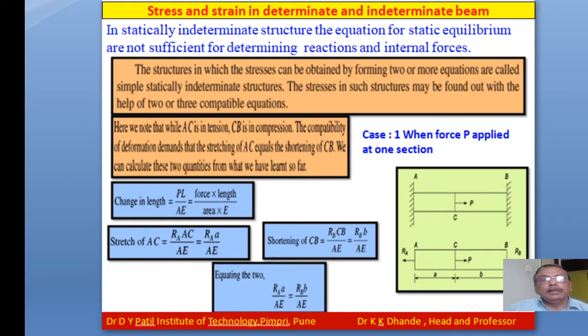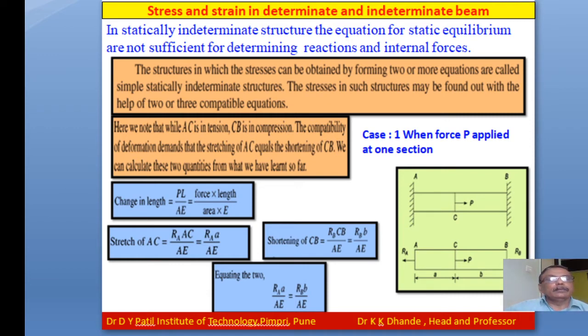Now in this structure, the force P is applied. P is acting in a tensile manner on the section AC, whereas P is acting in a compressive manner on the section BC. Now the ends are fixed, so there is no chance for this bar to deform at the end conditions. So in that case we may say that the increase in length due to the force P in section AC is equal to the decrease in length in the section BC due to the force P.